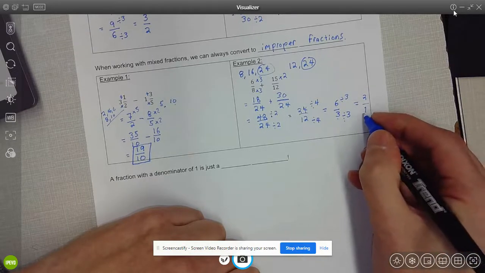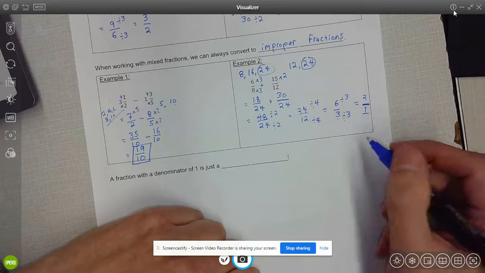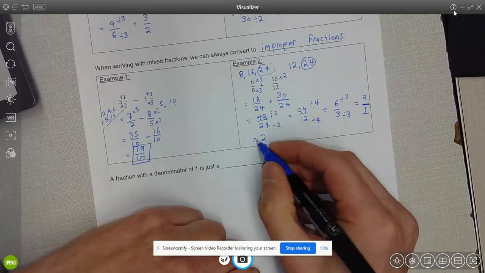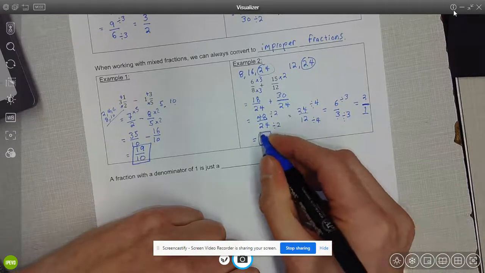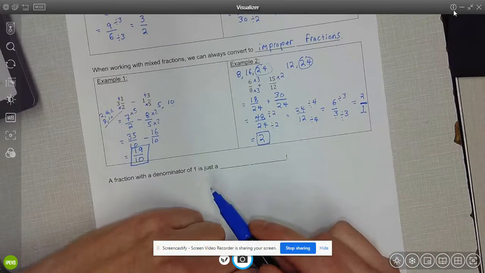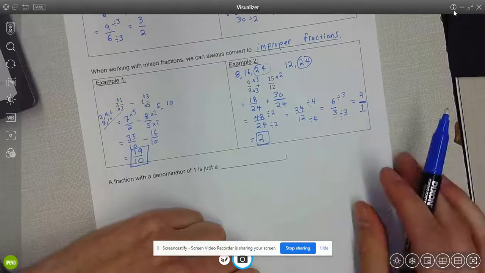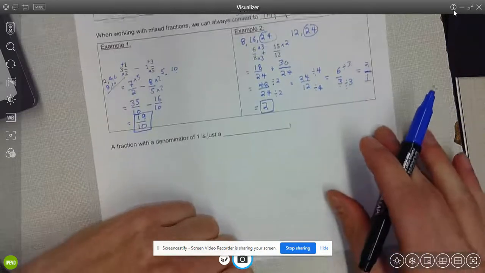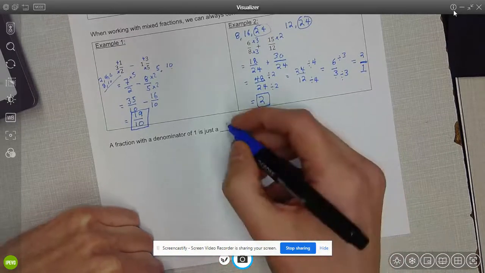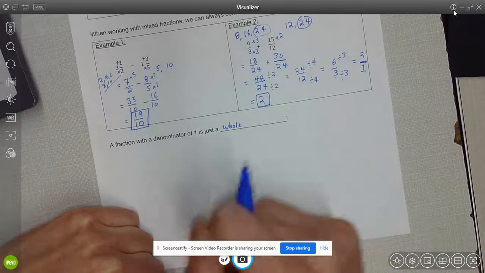Whenever we have 1 on the bottom, that just means I have a whole number. So 2 over 1 is actually just the same as 2. So when I reduced everything, my final answer is just 2. 48 over 24 is actually just 2. And you can take as many steps as you need to reduce our fraction. So this last part of the note says a fraction that has a denominator of 1 is just a whole number. Whole numbers are numbers that we can count on our hands, 1, 2, 3, etc.